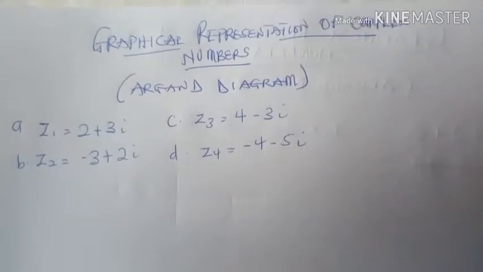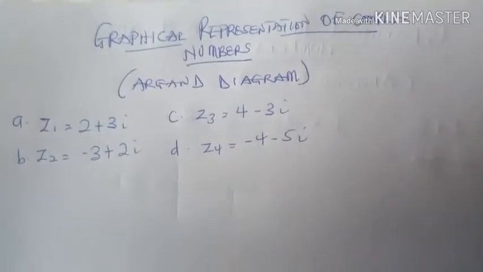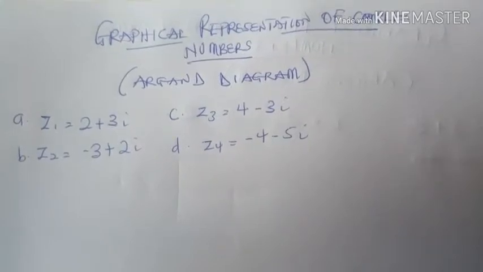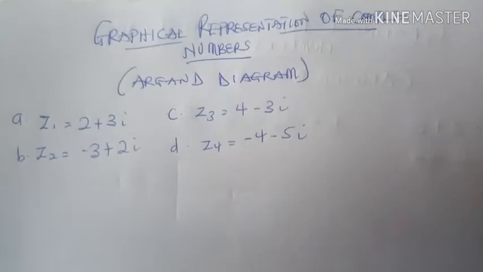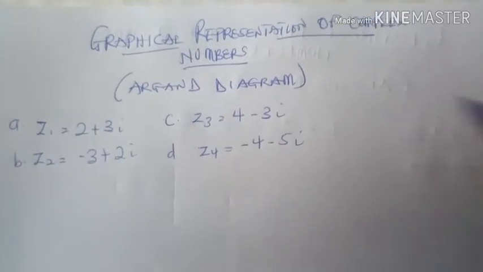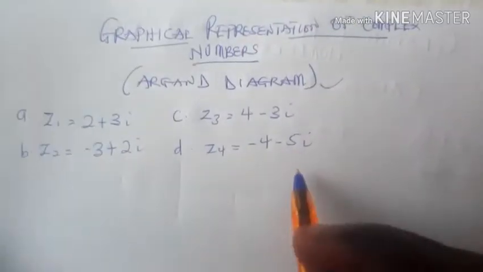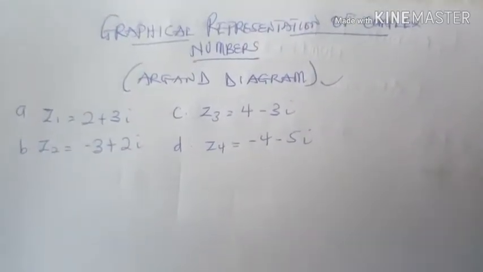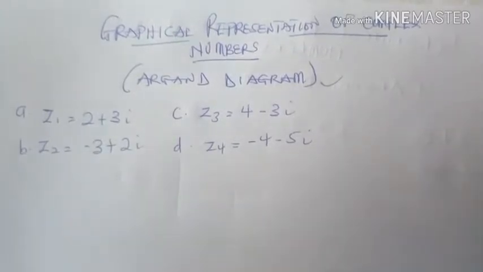Although we cannot evaluate a complex number as a real number, we can represent it diagrammatically. This diagram constitutes what we call the Argand diagram. We use these examples to illustrate how we represent complex numbers graphically.